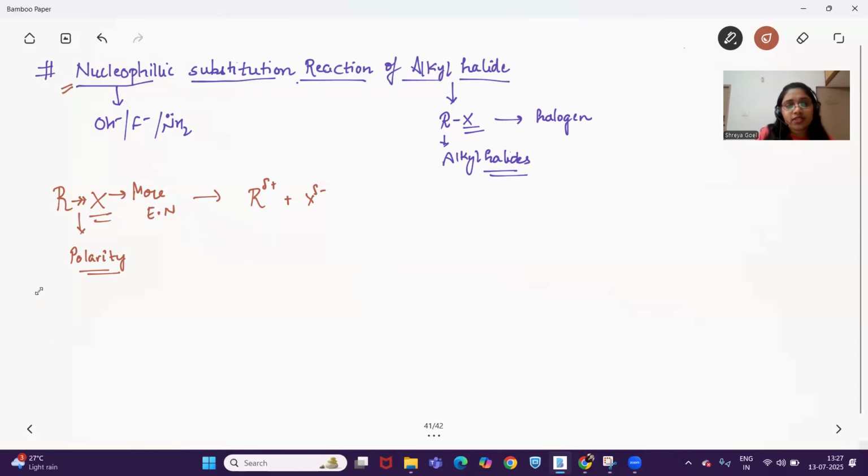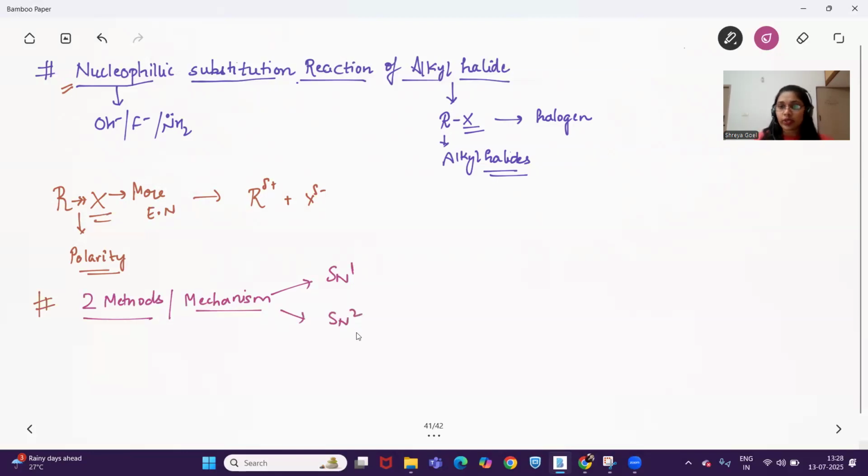Now, there are two methods, or two basic mechanisms, by which nucleophilic substitution reaction of alkyl halide takes place. What are those methods, ma'am? The two methods are SN1 and SN2. We will cover both methods one by one.